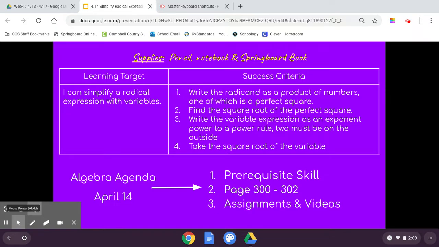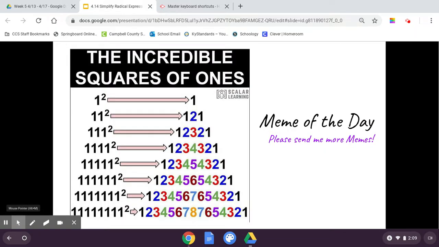Okay, today our meme of the day is the incredible squares of 1. I just thought that was pretty cool. I do need more memes though, so go ahead and send them.